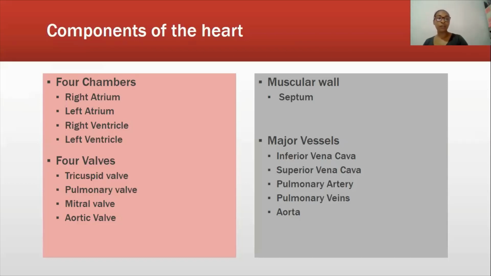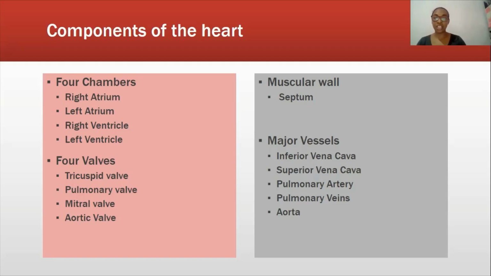So the heart has four chambers: right atrium, left atrium, right ventricle, and left ventricle. The heart has four valves: tricuspid valve, pulmonary valve, mitral valve, and aortic valve. The heart has a muscular wall. The muscular wall separates the left side of the heart from the right side of the heart.